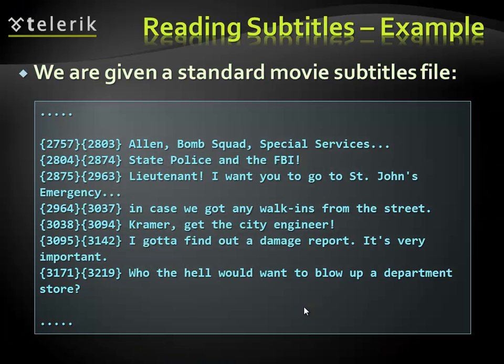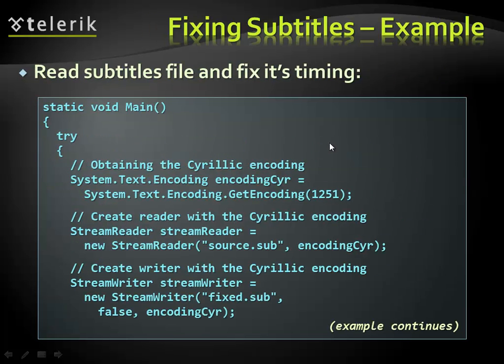Second example, as I mentioned, we're all downloading movies and subtitles, and many times we have to correct the subtitle timing. So this is one option for a structure of a subtitle file. It gives 2 timestamps and a string. In this case, we're opening a file and specifying a Cyrillic encoding in the StreamReader. We are reading and also opening a StreamWriter, so that we'll have a fixed file created for us.